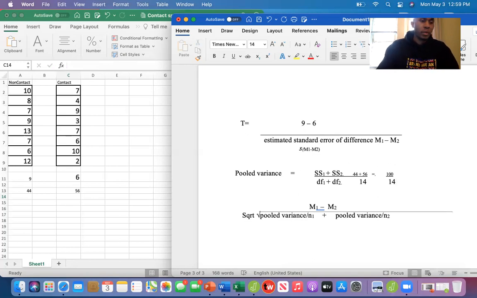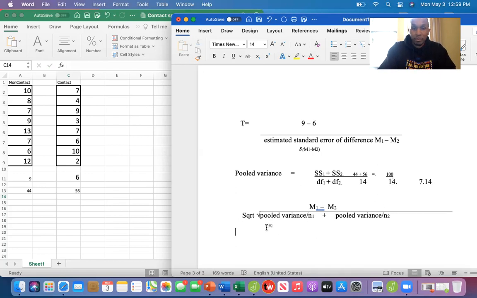Okay, I got 7.14. We can hold it there. So 7.14 is our pooled variance. We're going to use that number twice. All right, so we already have our numerator figured out. That's mean 1 minus mean 2, which is equal to 3. So now we need to take the square root of pooled variance over N1 plus pooled variance over N2, right? We have equal sample sizes, so we're going to have the same number added to each other.